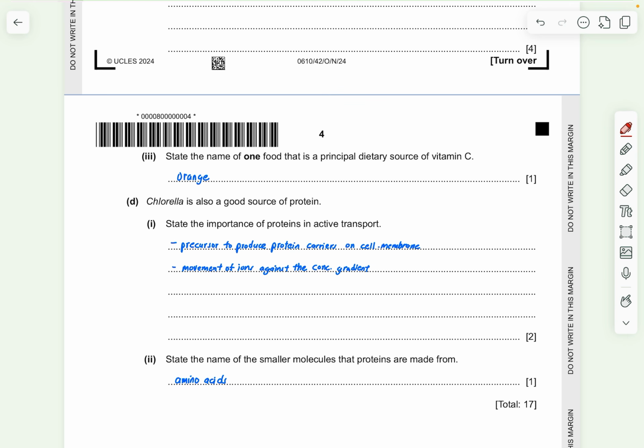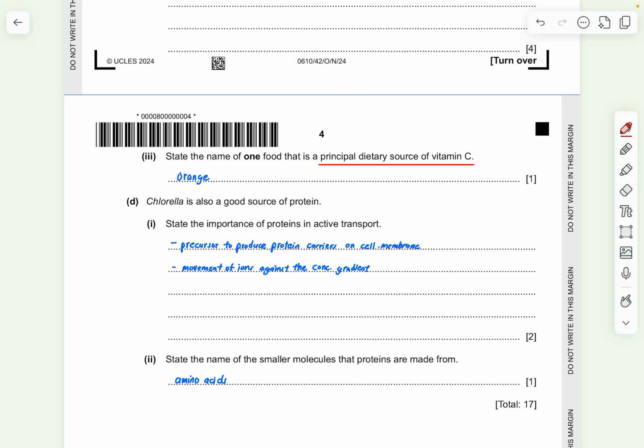State the name of one food that is the principal dietary source of vitamin C. This is very simple. If you've been eating your fruits every day, you should have known that orange is the one that has the most. But again, there are other answers, so just feel free to pop into the chat and let me know, okay?